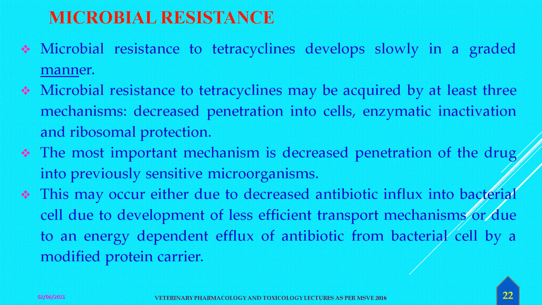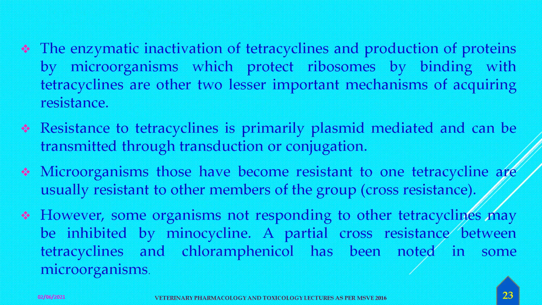Then the enzymatic inactivation of tetracyclines, that's the third mechanism, and production of proteins by microorganisms that protect ribosomes by binding with tetracyclines are two lesser important mechanisms. They are noted by the scientists very fast, and the mechanism of acquiring resistance is being studied, because the production of proteins by the microorganism is hindered by this particular microorganism. So that's one of the third components, how they develop the resistance.